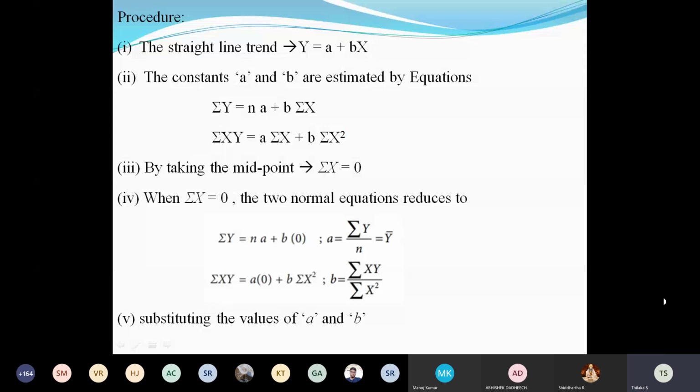We have two other equations to calculate the constants a and b. Just note down the formula, capital Y and capital X with small a and small b. The equation has to be like this. Don't put small x or small y, otherwise capital A or capital B. And here we have two equations to find the value of the constants. That is, sigma y is equal to Na plus b into sigma x, and sigma xy is equal to a into sigma x plus b into sigma x square.